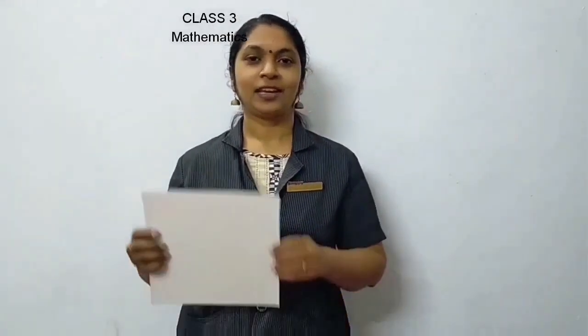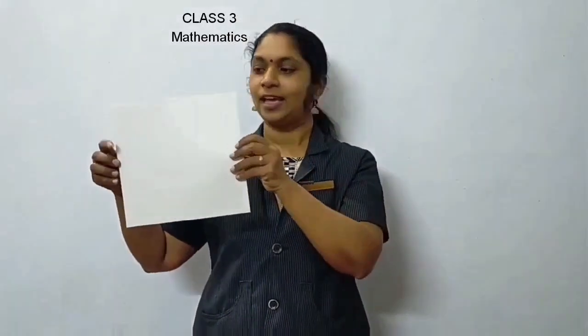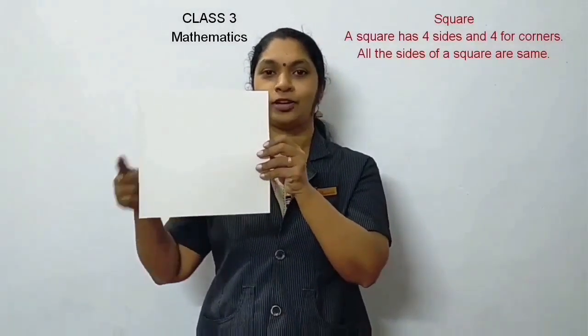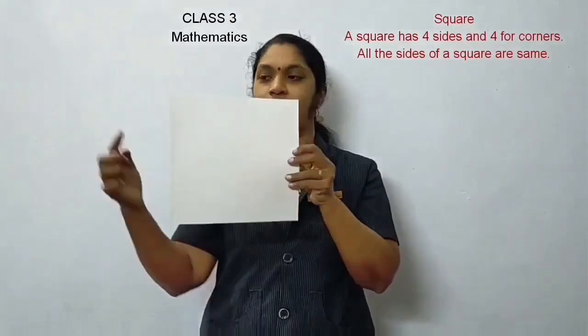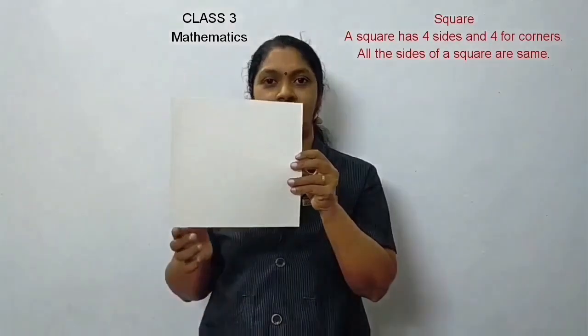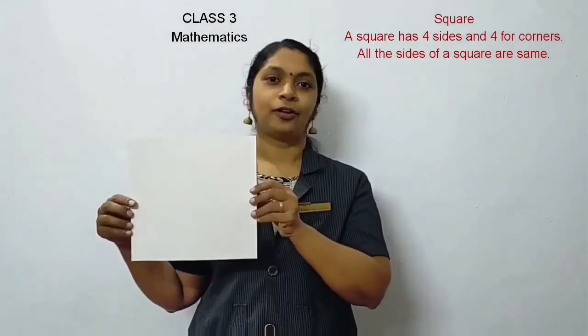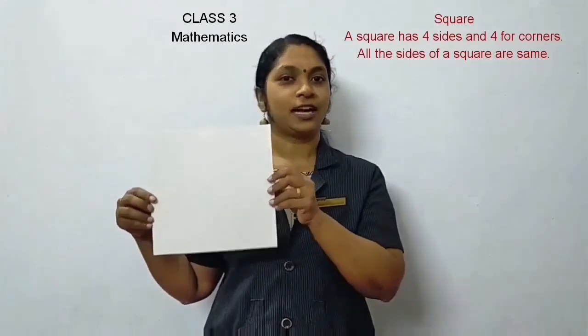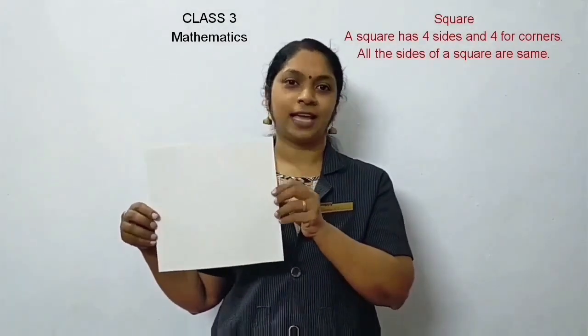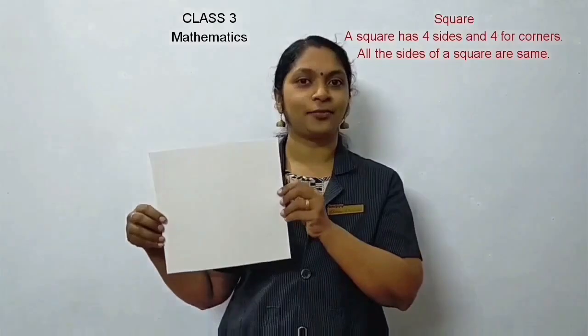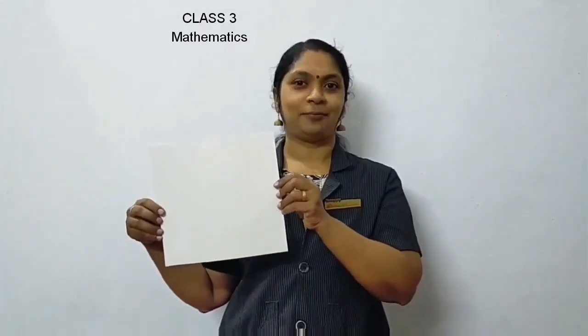Let me introduce the 2D shapes. This is a square. A square has 4 sides and 4 corners. All the sides of a square are same.